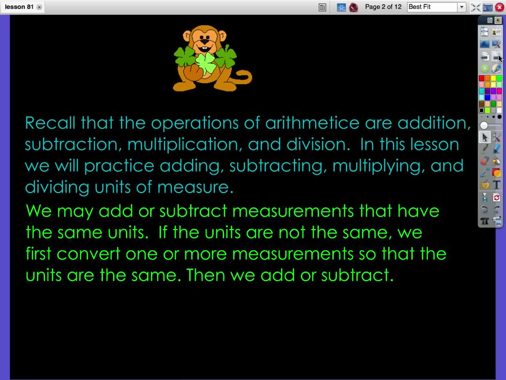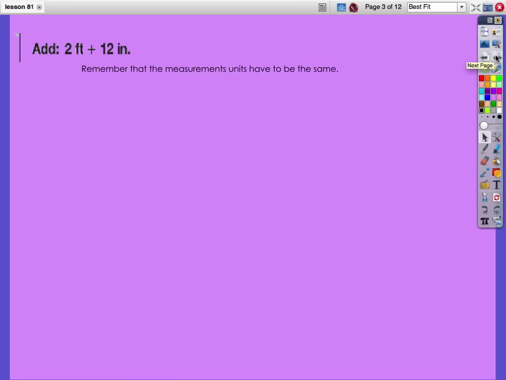We may add or subtract measurements that have the same units. If the units are not the same, we first convert one or more measurements so that the units are the same. Then we can add or subtract. So if I want to add 2 feet plus 12 inches, I have to get the units so that they are the same. So now I can either go to feet or I can go to inches. So first we're going to start with feet. So I have 2 feet plus 12 inches into feet.